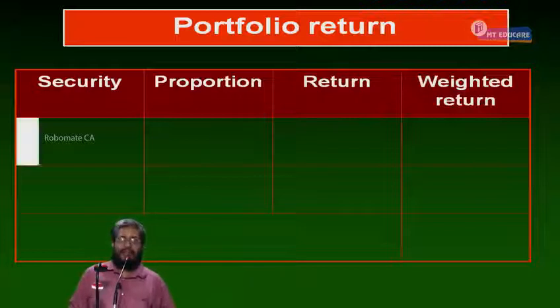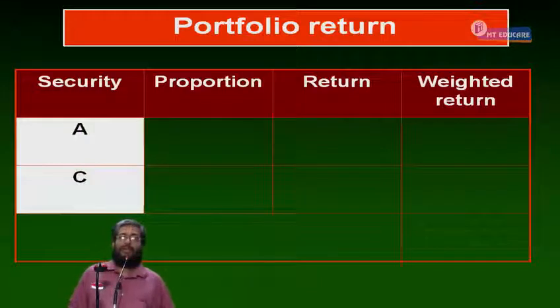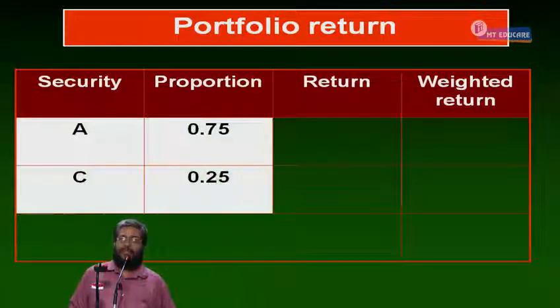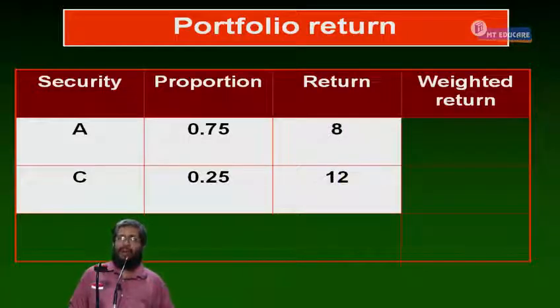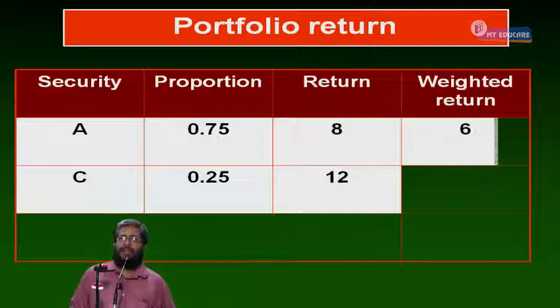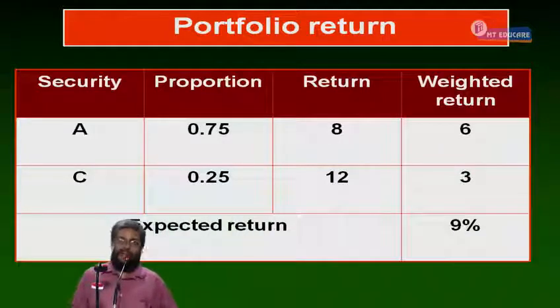Tell me the two securities: A, C. What are their proportions? 0.75, 0.25. What is the return of A and C? Given the question, look at the return and tell me. 8 and then 12. 8 into 0.75 is 6. 12 into 0.25 is 3. What is the total here? 9. The expected return is 9%.